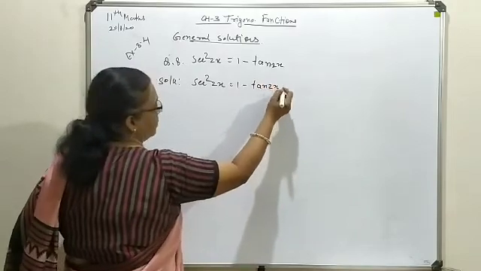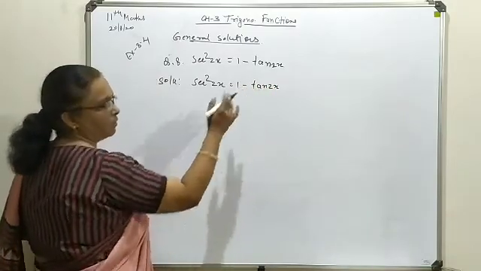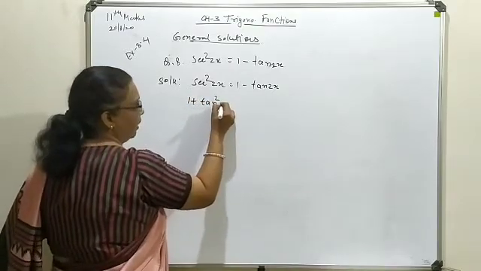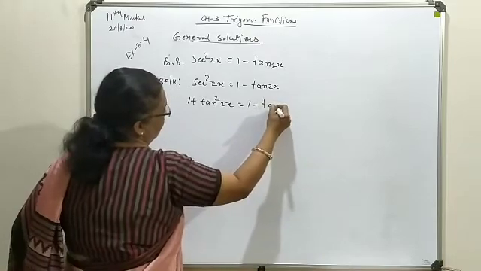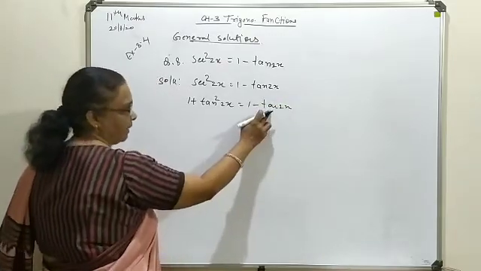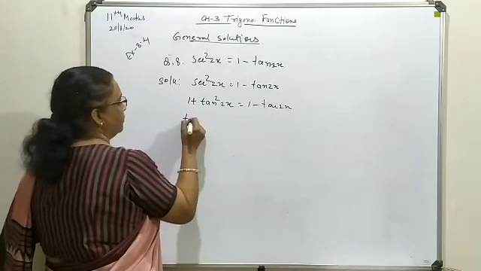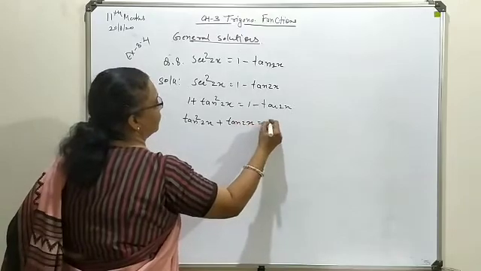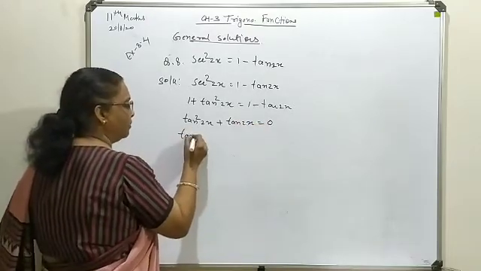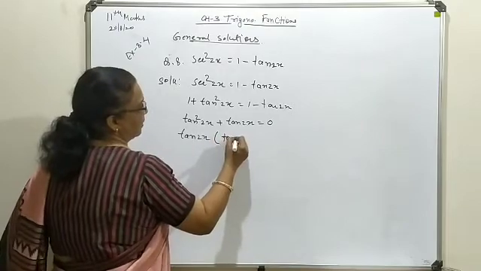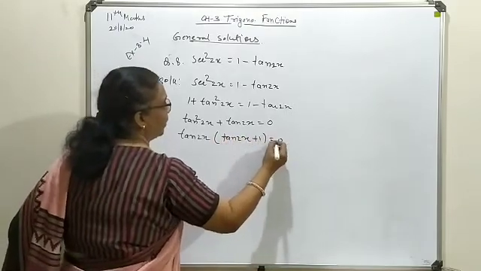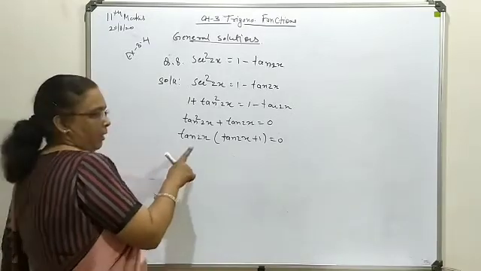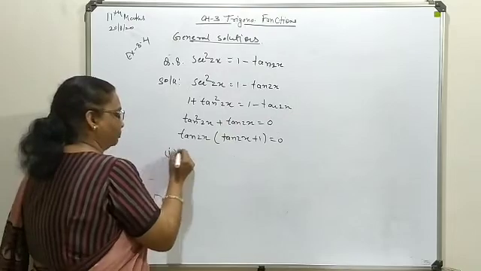This tan 2x is not possible to change into sec form. So this sec square 2x we can write as 1 plus tan square 2x, equal to 1 minus tan 2x. 1 cancels. This minus term you shift over there: tan square 2x plus tan 2x is equal to 0. Here easily you can take common, tan 2x into (tan 2x plus 1). Here again two terms are written in product form, so make them 0 one by one.